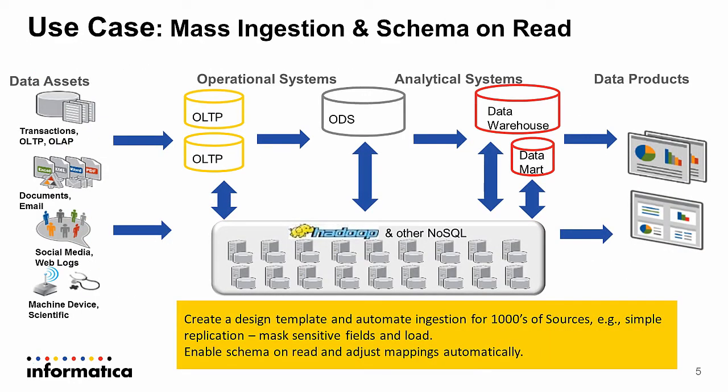So at a very high level, there's a couple of use cases for dynamic mapping templates. If you look at the overall data warehousing optimization for Hadoop use case, and you look at the use case for schema on read, you'll realize that there is a lot of effort that goes into building mappings to offload data to Hadoop. And then how do you manage the schema on read concept?